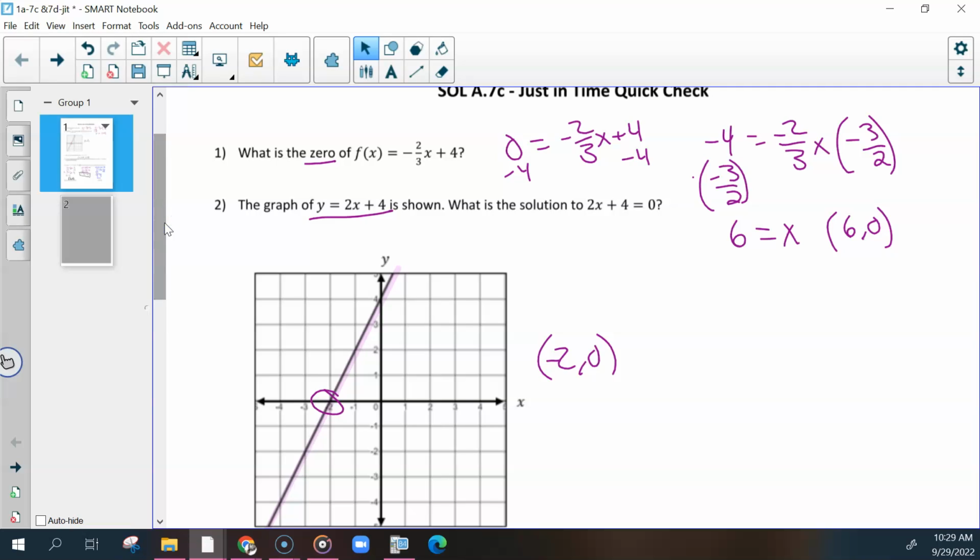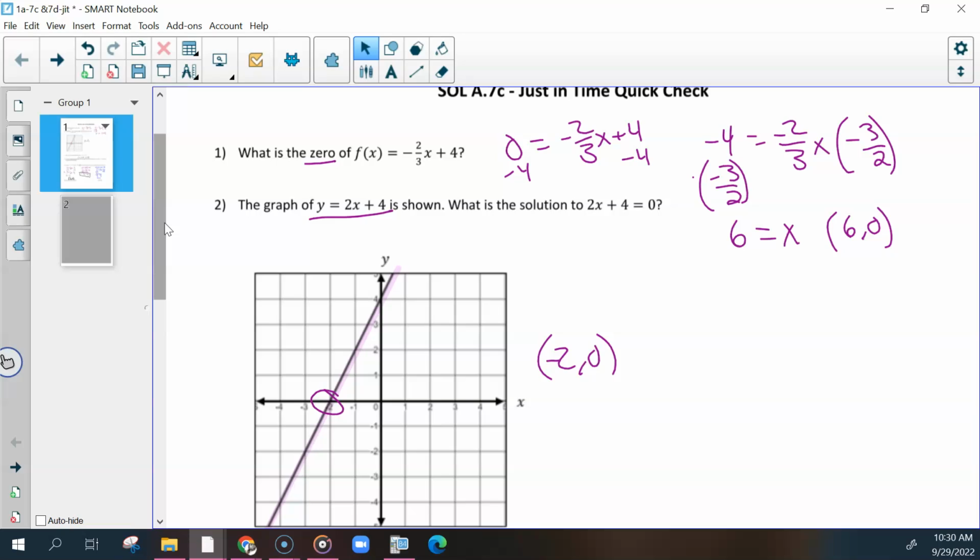So on 7C, where it asks you to find the zero, you have to remember that zero is another word for x-intercept. They're the same. So you are only asked to find your x-intercept for this one. So you would rewrite this as y equals, change that y to 0, and then begin solving for x.